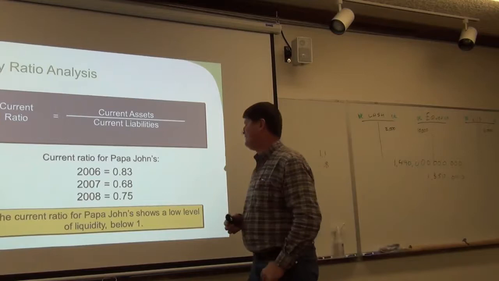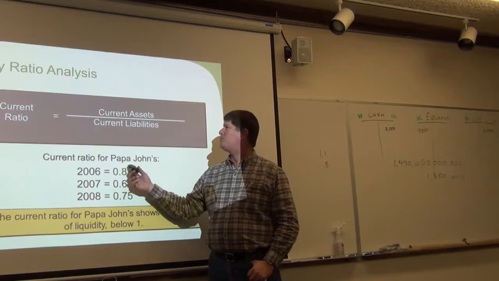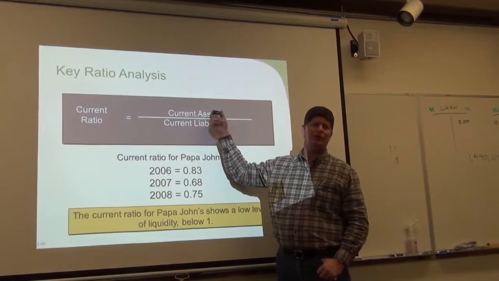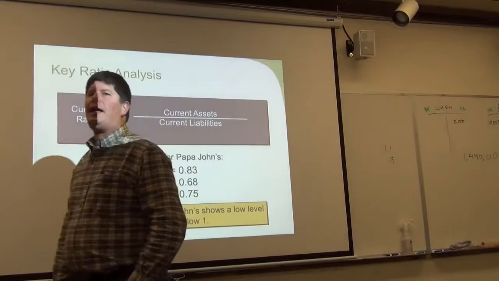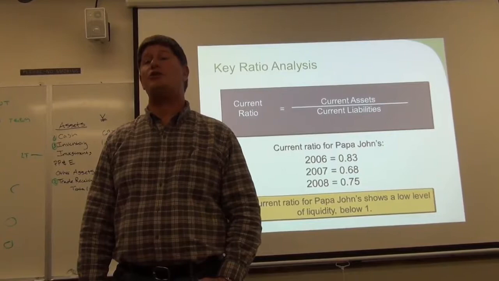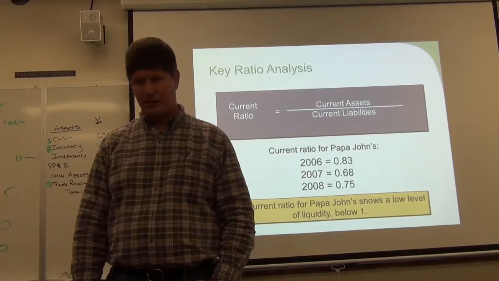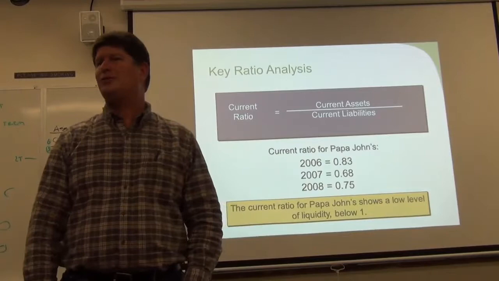Notice none of these are one or greater than one. That implies that liabilities are bigger than current assets. So they're going to struggle to come up with the cash to pay that. Having cash to pay your bills is referred to as being liquid. How much liquid cash do you have? So they're a little cash strapped or illiquid, or they have a lack of liquidity. Good? Okay. Great question. Other questions? No? All right.